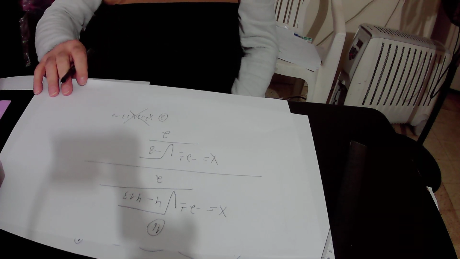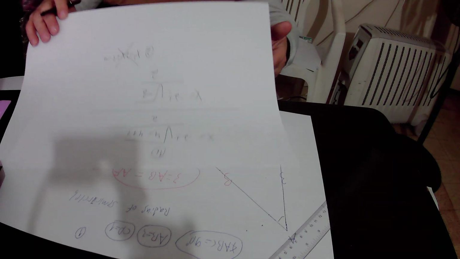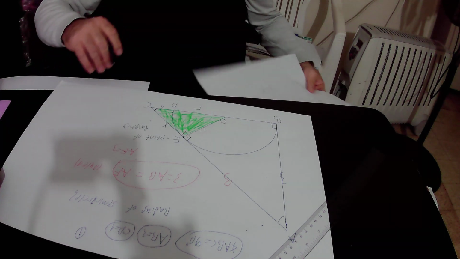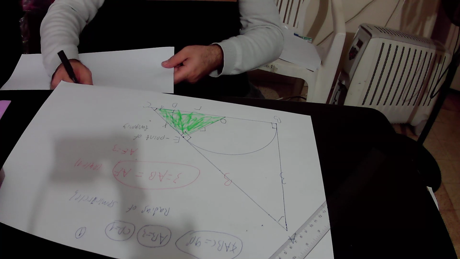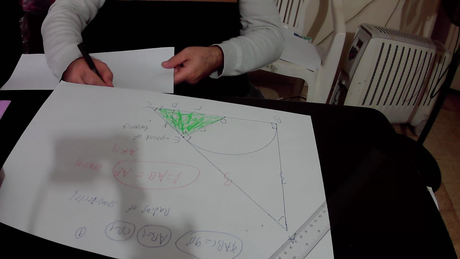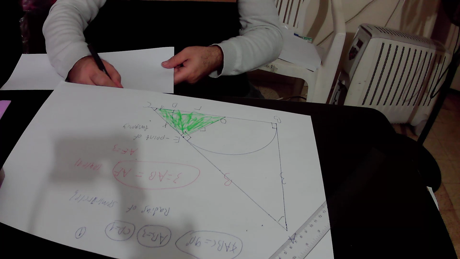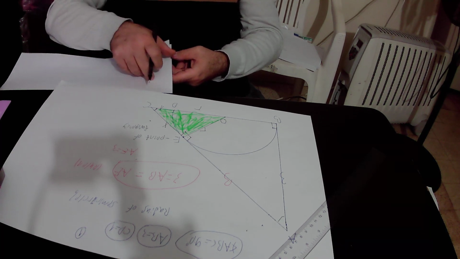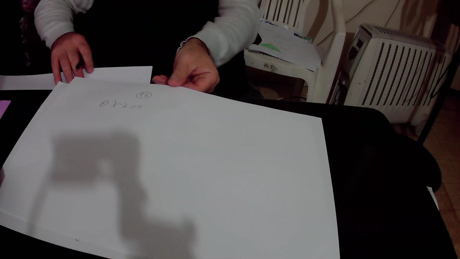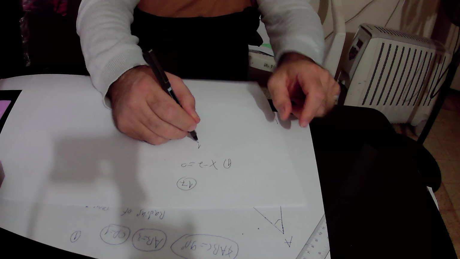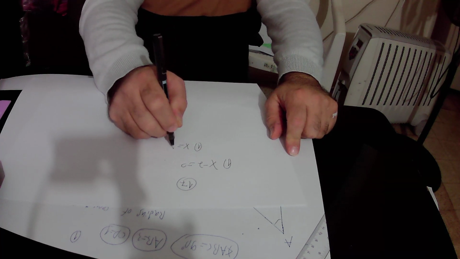And we are only left with the possibility that x minus 2 equals 0. If x minus 2 equals 0, then x equals 2.